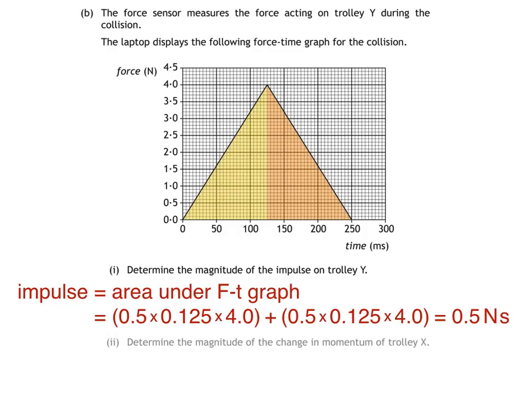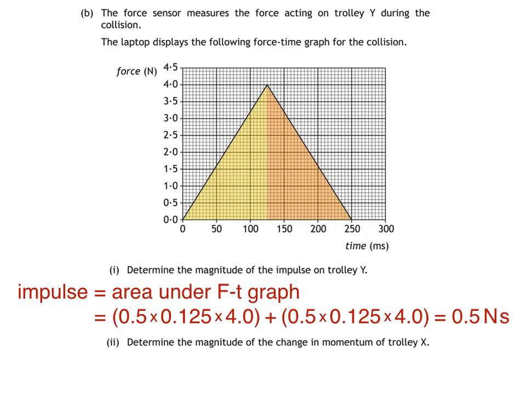Part 2 of the question asks us to determine the magnitude of the change in momentum of trolley X. Remember that trolley X collides with trolley Y, and from Newton's third law, the force exerted on trolley Y by trolley X must be equal to the force exerted on trolley X by trolley Y. The length of time the force acts on trolley X must also be equal to the time the force acts on trolley Y. In other words, the magnitude of the impulse on trolley X must be equal to the magnitude of the impulse on trolley Y. That is 0.5 newton seconds.